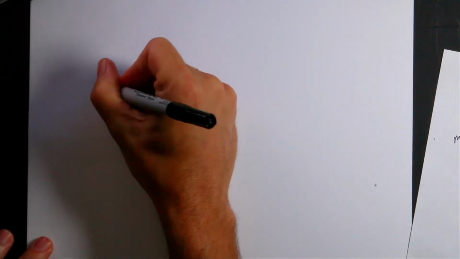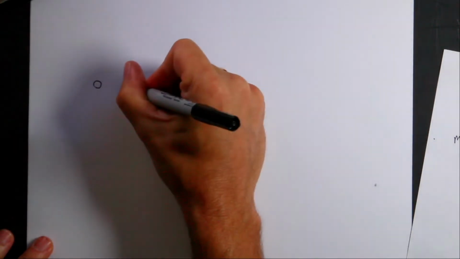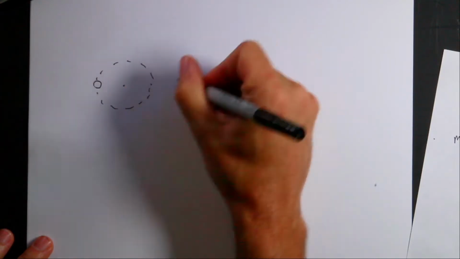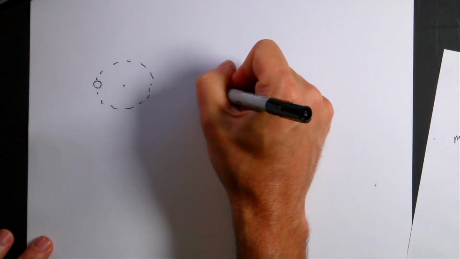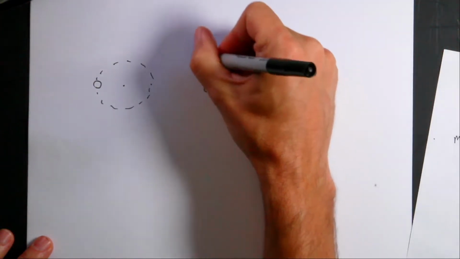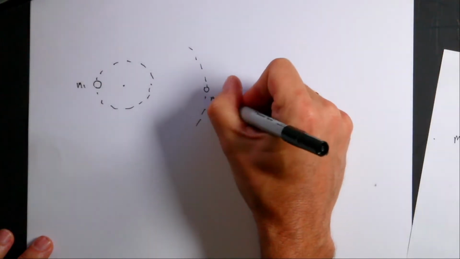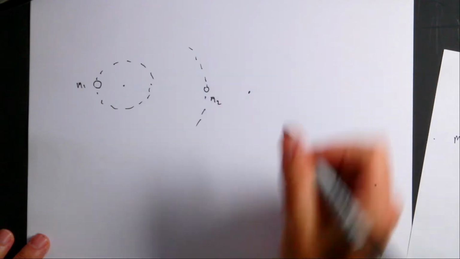Okay, so here's what we're going to do. Let's put M1, and it's going to move around a circle like this. And then I have M2 over here. This is M1. This is M2. And then here I'm going to put a bunch of points right there. But let's just deal with one for right now.